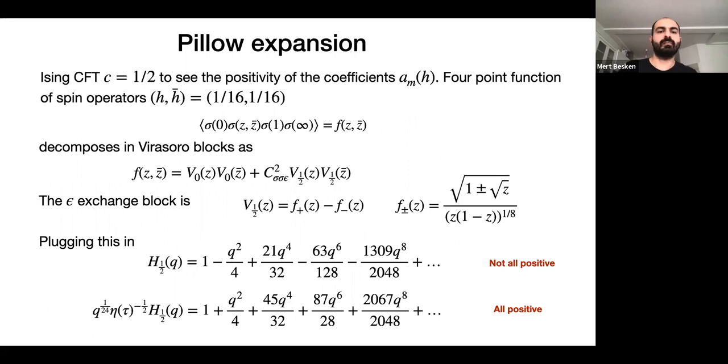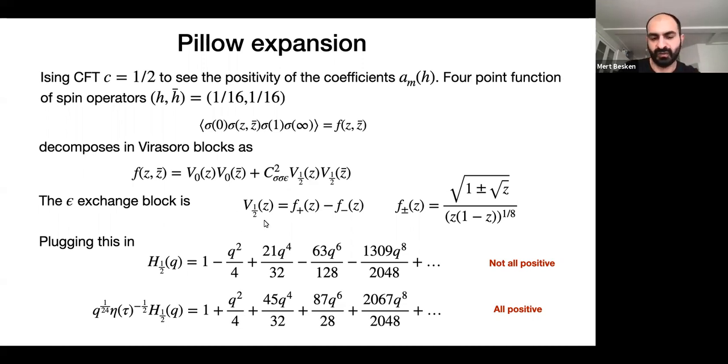Just to give an example, let's go back to the Ising CFT at central charge 1/2 to see the positivity of these coefficients A_M. So let's look at this four-point function of spin operators, which are scalars actually. And this is the correlator. It decomposes in terms of Virasoro blocks. There are just two families appearing, the identity and the epsilon, which has dimension 1/2.